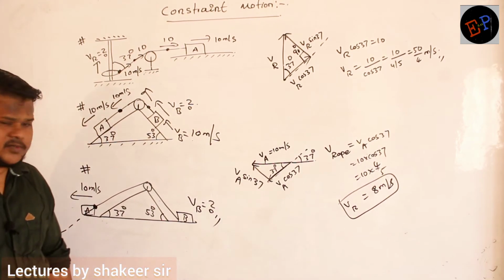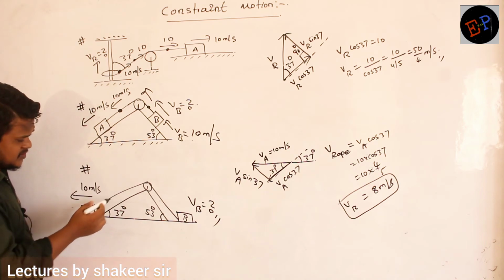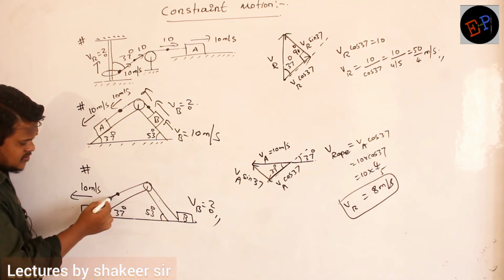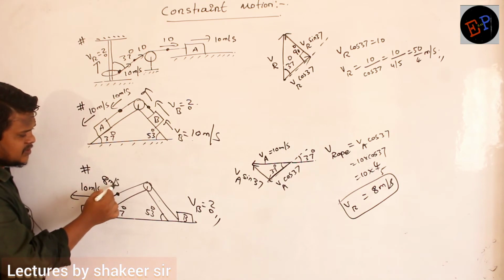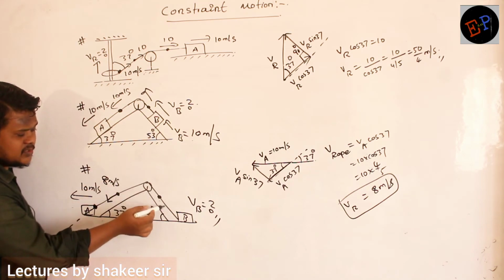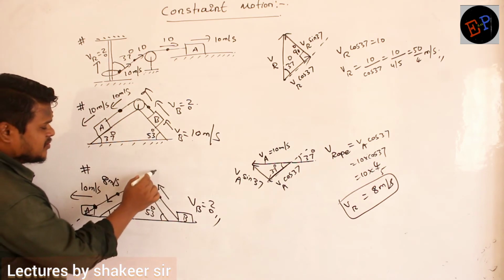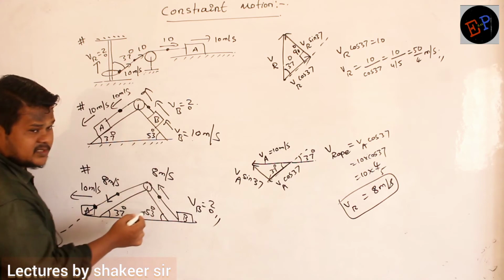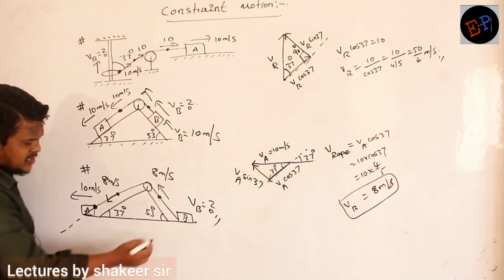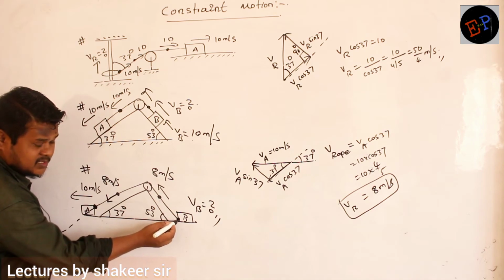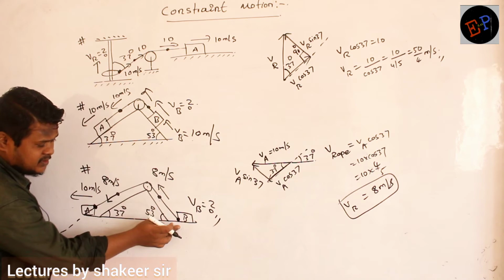VB you want to split into two components. Velocity of the rope is how much? 8. So this is the rope only, no? So in the direction of the rope, speed should be how much? 8 meters per second. Similarly, if you take this point, it is also on the rope only, no? So every point on the rope should have a speed of 8 meters per second, in the direction of the rope only. Similarly, if you take this point, which connects the rope and the block, it will also have 8 speed only.